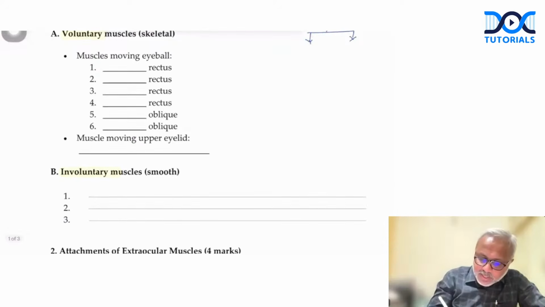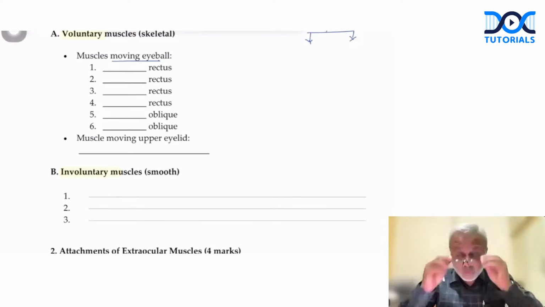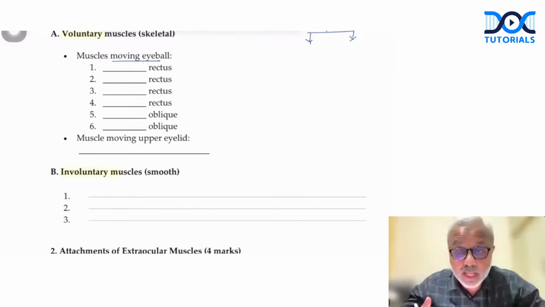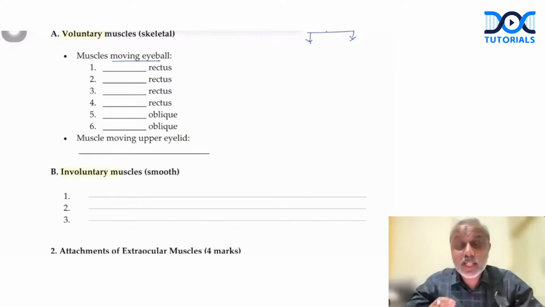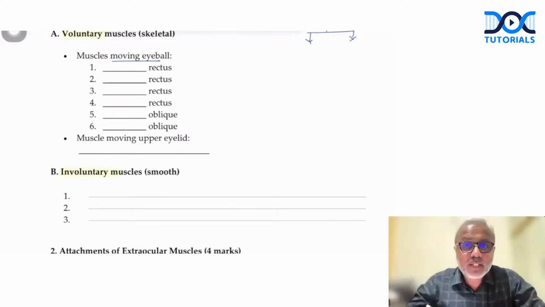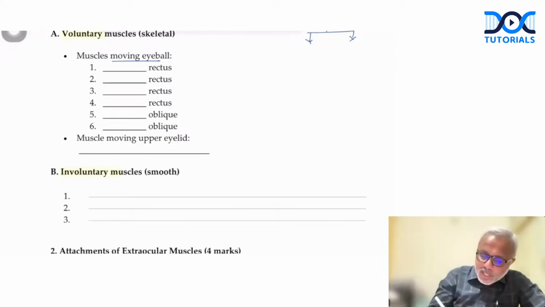Remember, voluntary muscles can be further grouped as those muscles which actually move the eyeball. When you want to look up, down, laterally, medially, these muscles help in the movement of the eyeball, right? Then the second group: we can close the eyelids by the action of orbicularis oculi, but if you want to open them, this is the action of a muscle which acts on the eyelid. So let's list out these muscles first. Muscles moving the eyeball, what are the muscles?